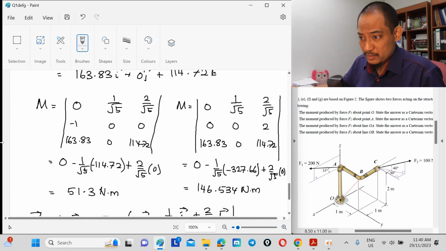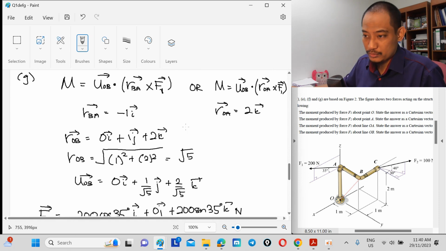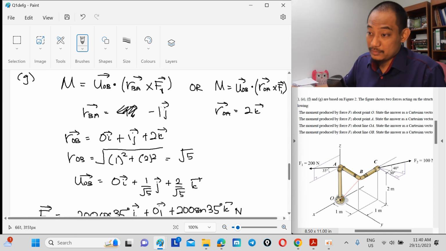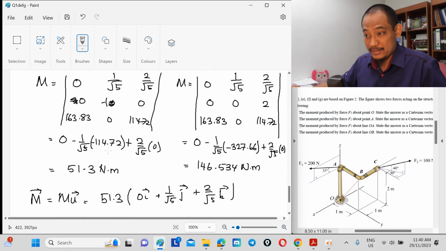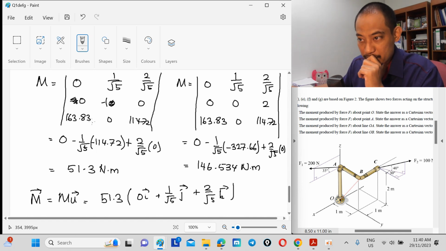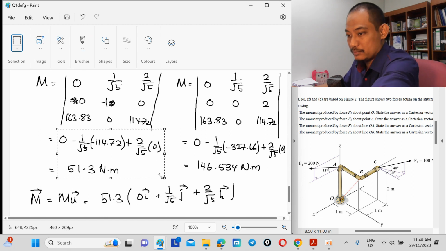Because they have to be the same. Okay, unit vectors, okay. R BA. Oh, sorry, R BA is wrong. So it's not i, it's that way. So minus 1 j. So do not do your exam during a sleepy state. It's not good. Minus 1, right? So in that case, let's erase this and recalculate.